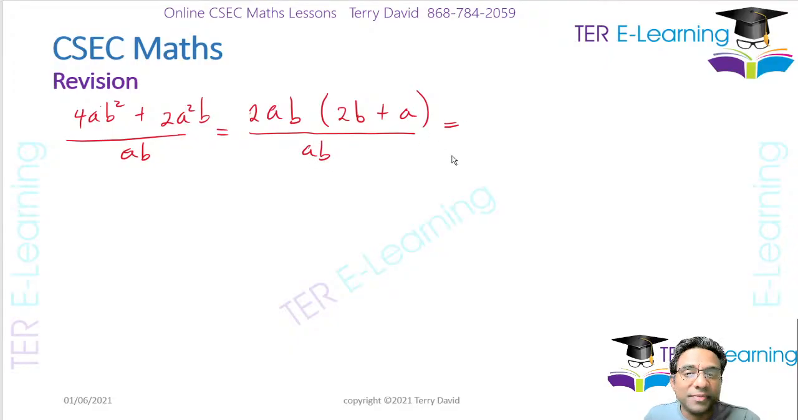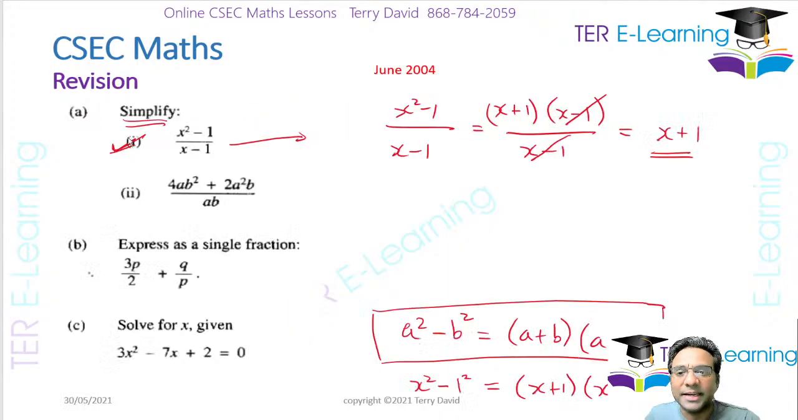Now this can be simplified further because you will realize that, wait a minute, this ab can cancel with this ab here. And then what I'm going to get is 2, open brackets, 2b plus a. So that's my answer for the second part. I have simplified the expression they've given to me. So that's part A, part 2.